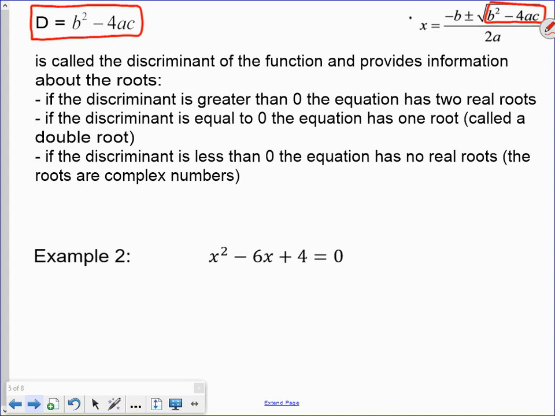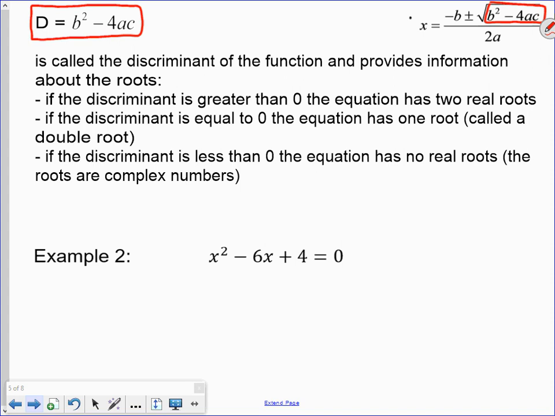If the discriminant is greater than 0, the equation has two real roots, just like the one that we just did. If the discriminant is equal to 0, so b squared minus 4ac equals 0, the equation has one root, which is sometimes called a double root, or one solution. If the discriminant is less than 0, the equation has no real roots. The roots would be complex numbers or imaginary numbers.